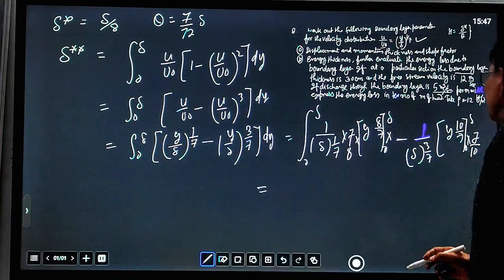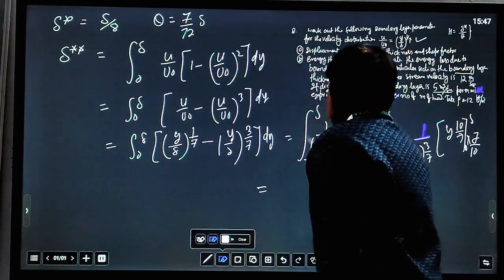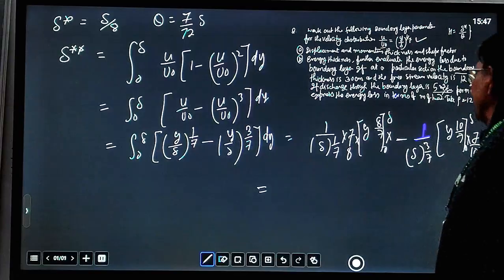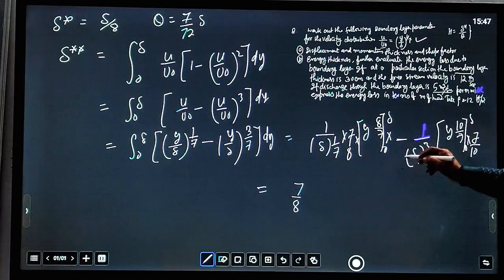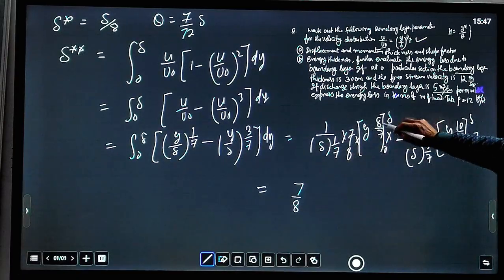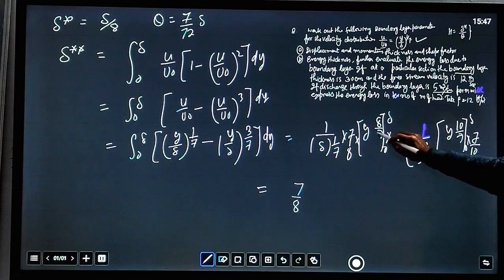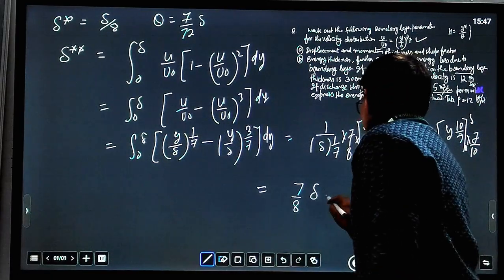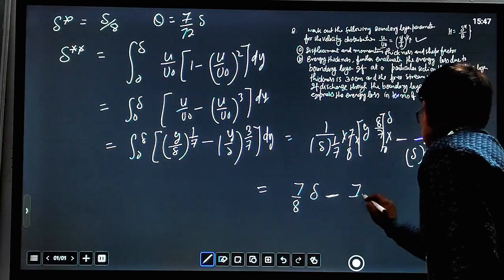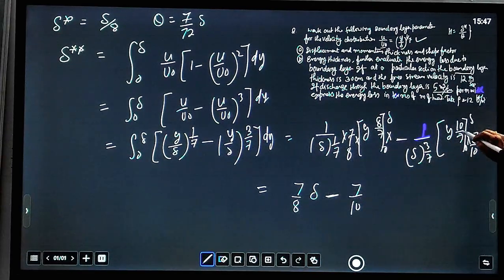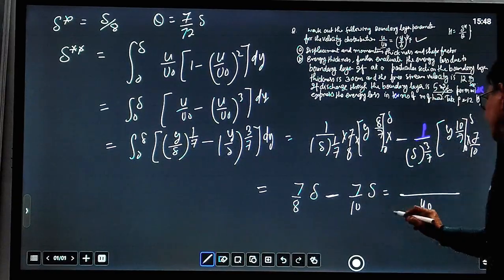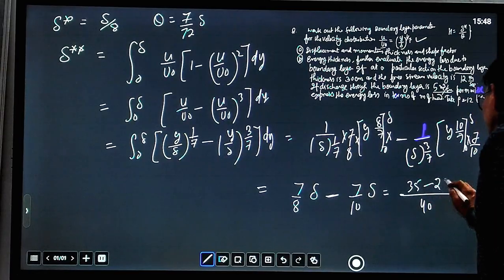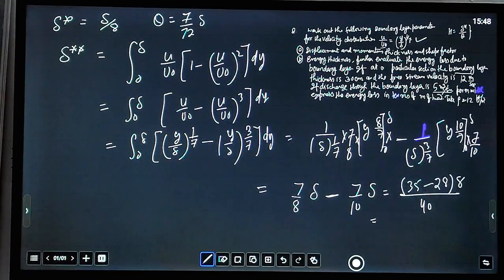Now simplifying it. The limit is already put, so there is no need to put the value again. Simplifying, 7 by 8 becomes del only, because del to power 1/7 will go up and 8/7 minus 1/7 is 7 by 7, so it becomes del. So 7 by 8 del, again minus 7 by 10, and del to power 10/7 minus 3/7, again 7 by 7, so it becomes del. That is equal to, taking 40 common, (35 minus 28) del. That is equal to 7 by 40 del.